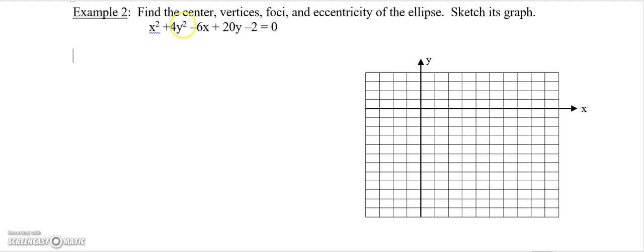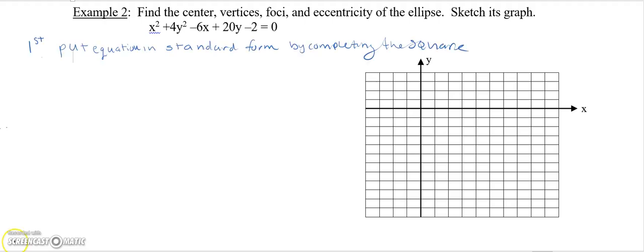So in example 2, we're given the equation that's not in standard form, and we're asked to find the center, the vertices, the foci, the eccentricity, and then sketch its graph. So to do any of these things, we first have to put it into standard form. To put it in standard form, we have to complete the square.